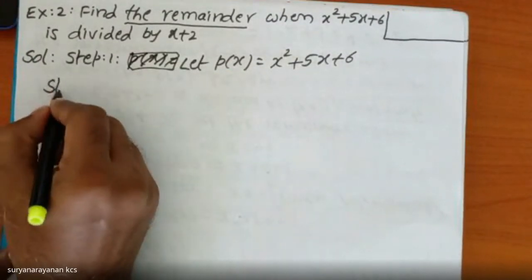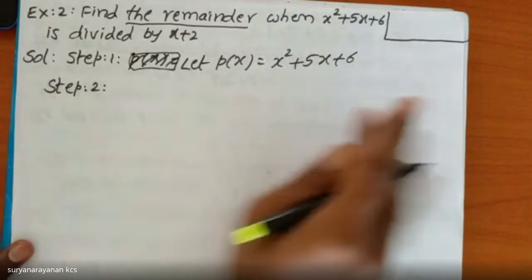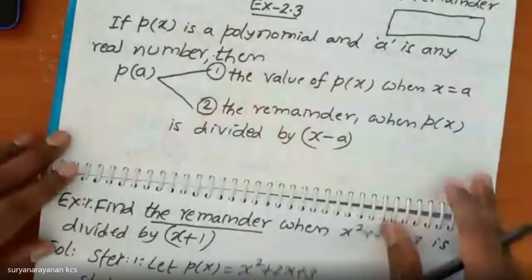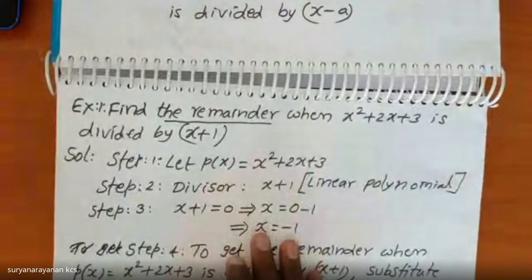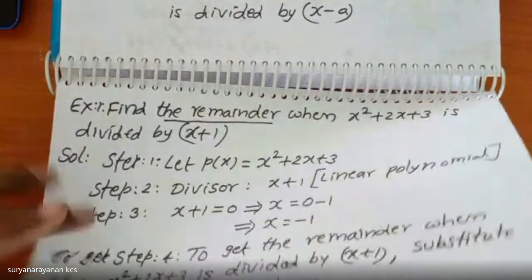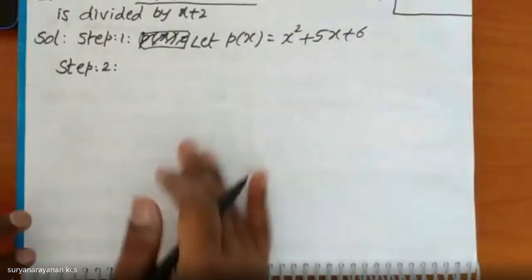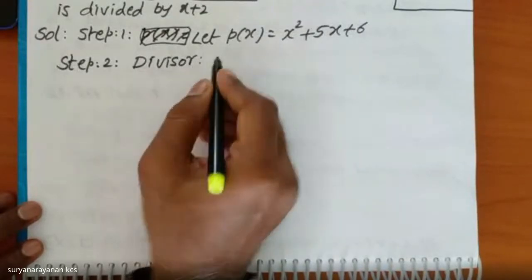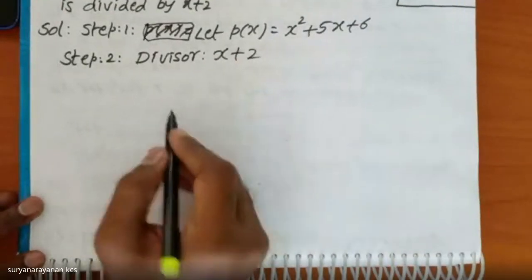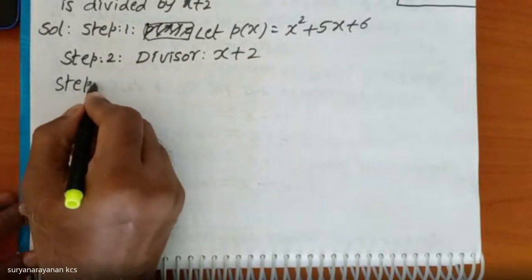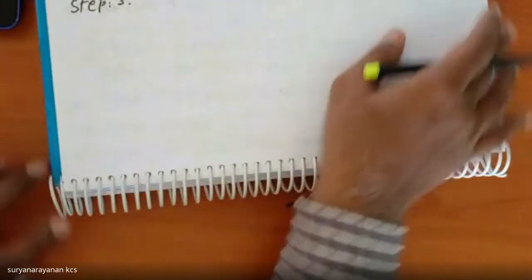Okay. Now, what is step 2? See here. What is step 2? The divisor. What is the divisor here? Tell me, what is the divisor? x plus 2. Yes, very good, x plus 2. This is the divisor. Now come to step 3. What is step 3 here?